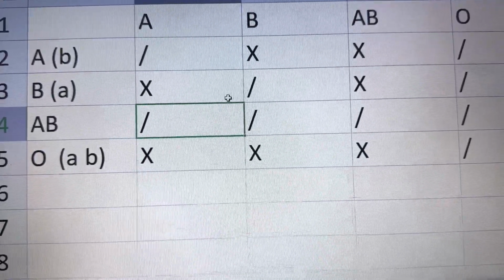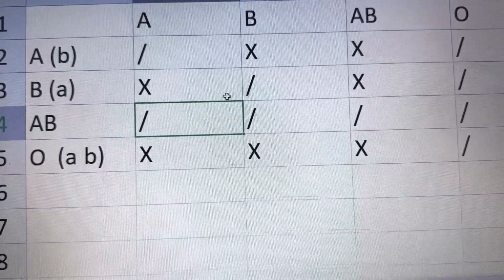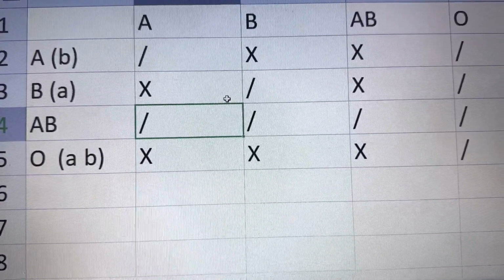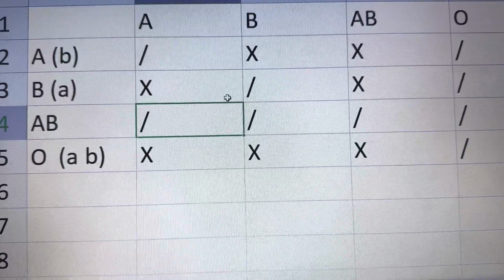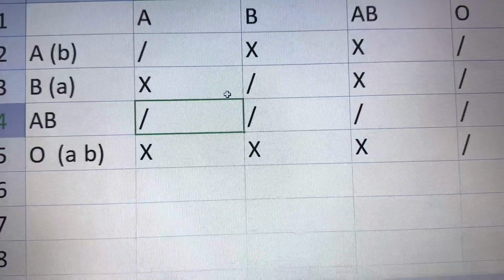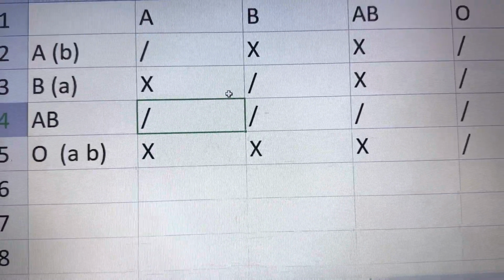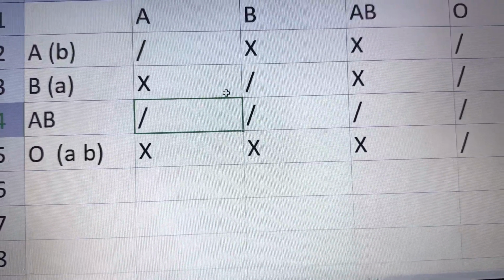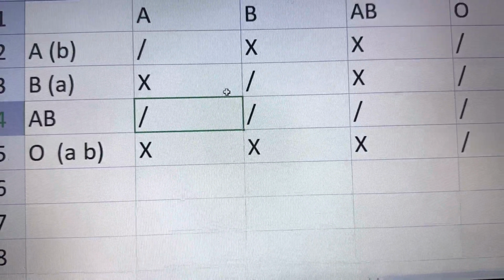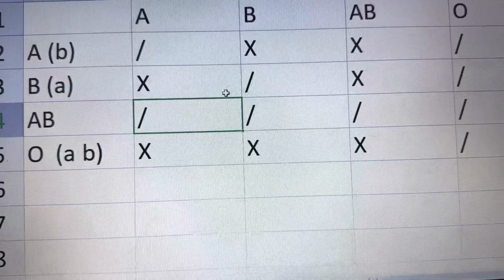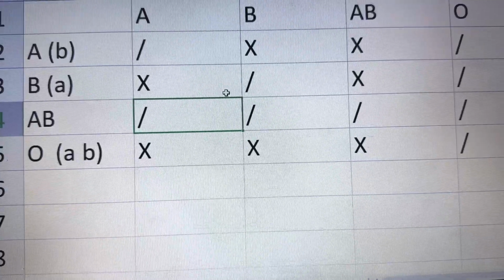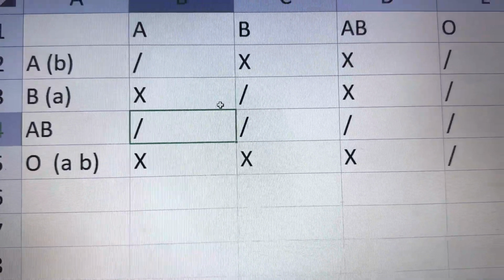So a recipient of blood group O with a donor of blood group AB. Here again there will be no transfusion. There will be no successful transfusion. The reason I say this is that the recipient with blood group O has the A and B antibodies that will correspond to the A and B antigens in the AB blood group of the donor. Here again there will be no successful transfusion.